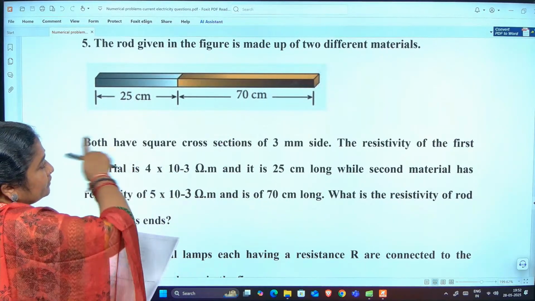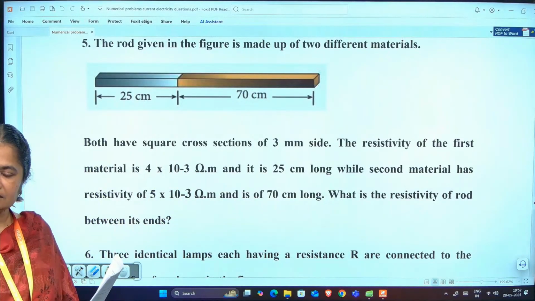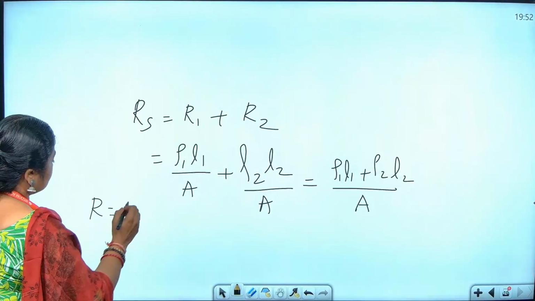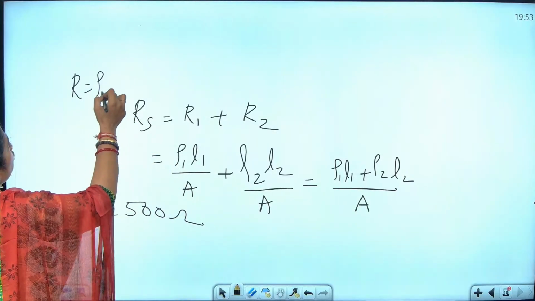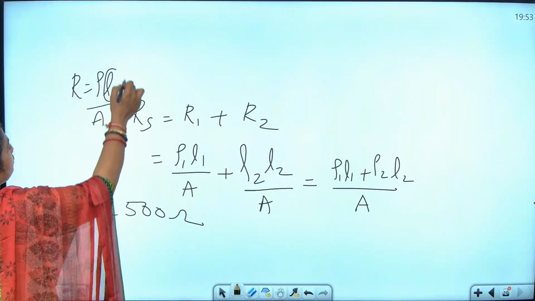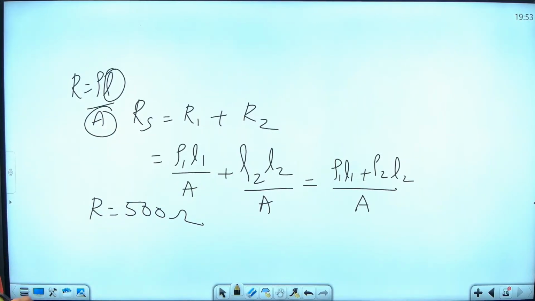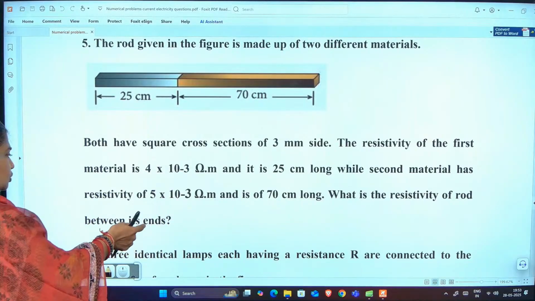What will be the total length? 70 plus 25. Take the whole length. So once you get the resistance 500 ohms, you can write R is equal to rho L by A, where L is the total length and the area of cross section is the same, common. Calculate rho. But the rho answer is not given here, so we'll go for the next one.